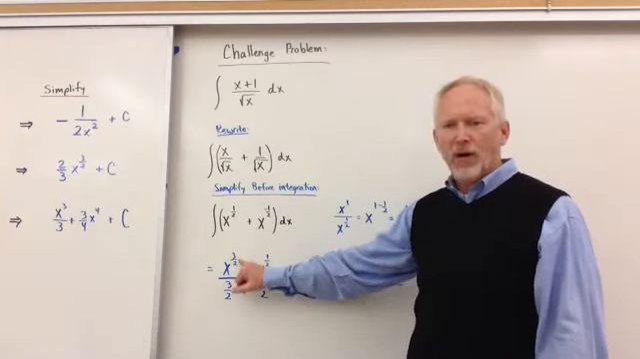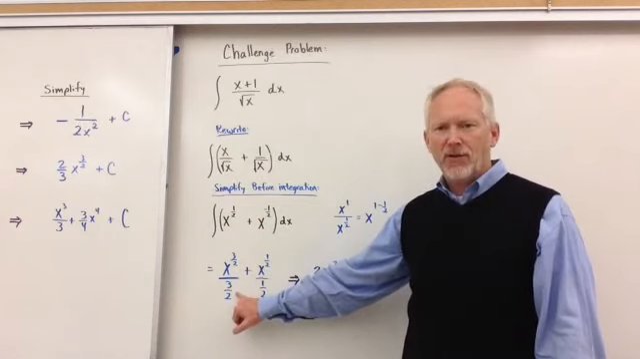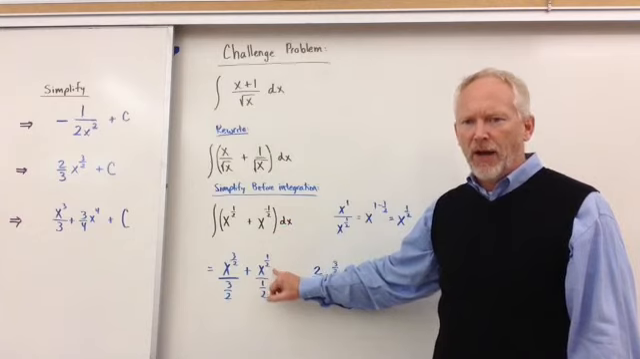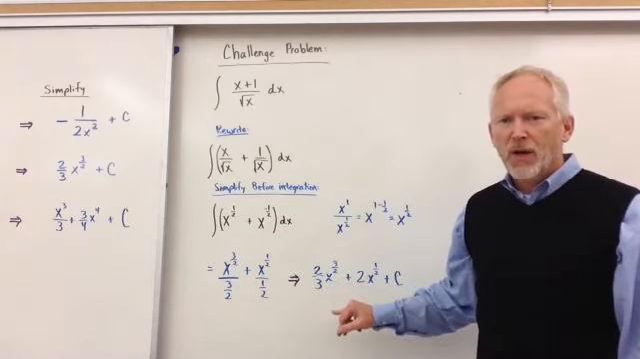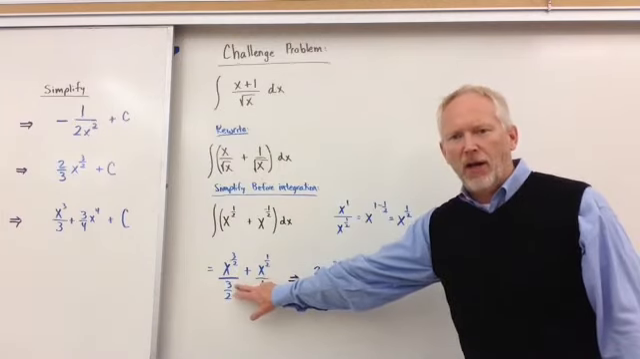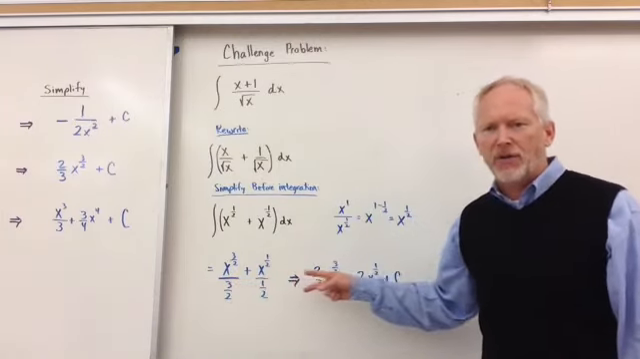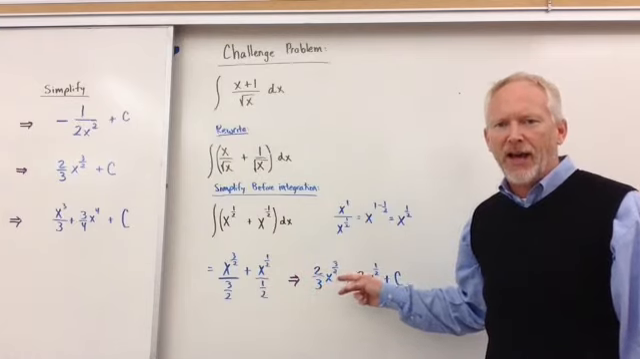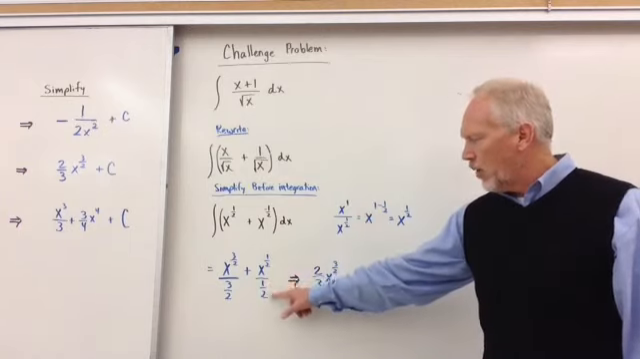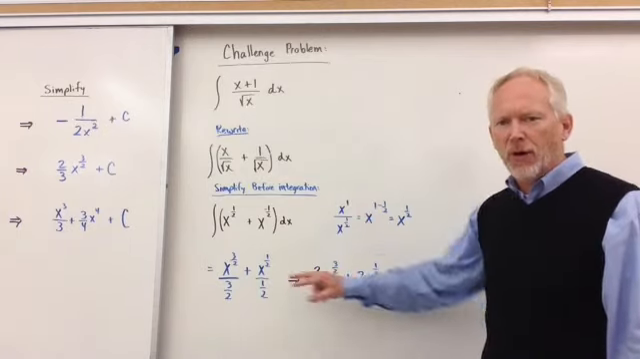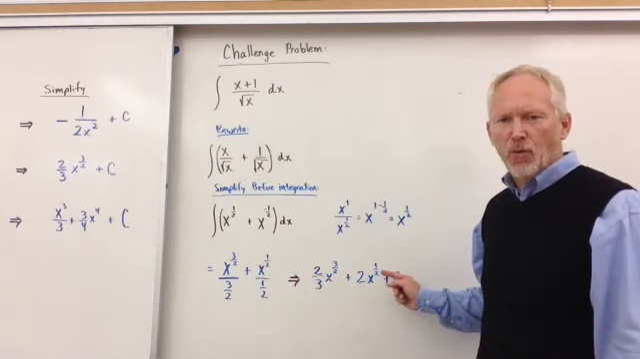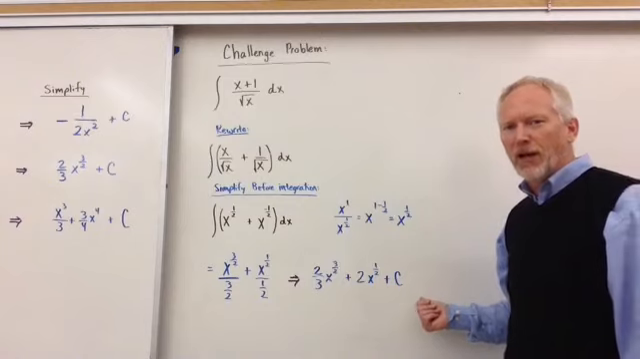So 1/2 plus 1 is 3/2. We get 3/2 in the denominator. Negative 1/2 plus 1 becomes positive 1/2 divided by 1/2. And so finally your answer is, once I take this denominator and flip and multiply by the reciprocal, I get 2/3 x to the 3/2 plus, this was 1/2, so it just becomes 2, right? Multiply by the reciprocal, 2x to the 1/2 power, and don't forget plus c.